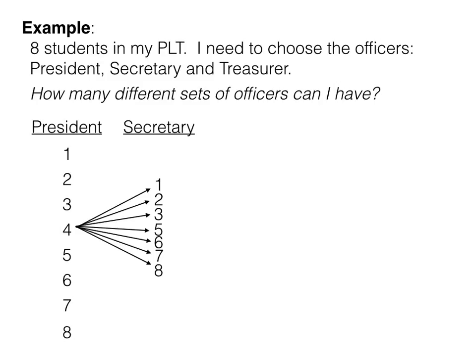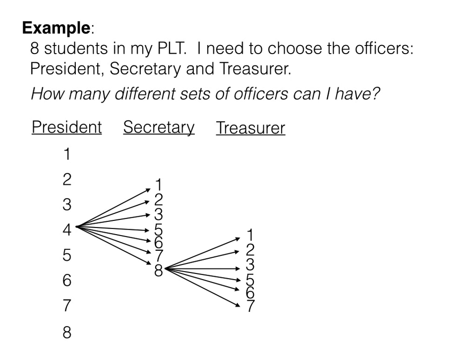And I only drew part of the tree diagram there. Of course, we would also have 7 branches coming if student 1 was president, or student 2, or student 3. So we would have 8 different groups of 7 for president and secretary. Then if we had the treasurer, of course, if student 4 was president and student 8 was secretary, we only have students 1, 2, 3, 5, 6, and 7 left to be chosen for treasurer. But again, we could do that for each of the 8 groups of 7 that we had in the first 2 officers.